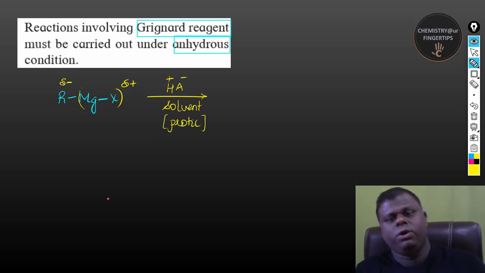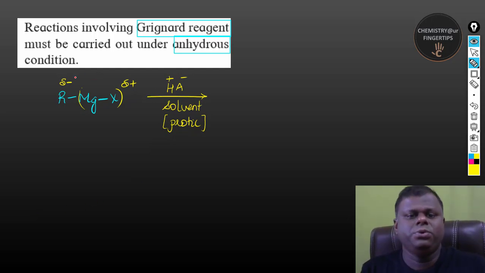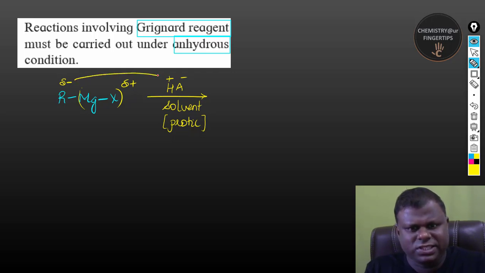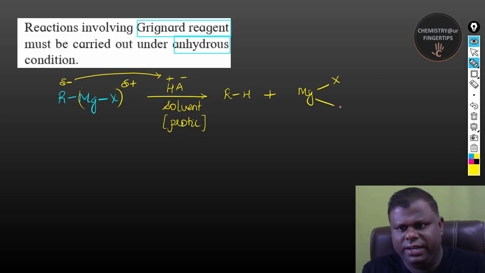Now imagine you are using a protic solvent. So Grignard reagent itself is going to abstract the proton from the protic solvent. So this delta minus is going to take up this H plus, as a result of which you will be getting RH plus MgX over here and A over here, right?